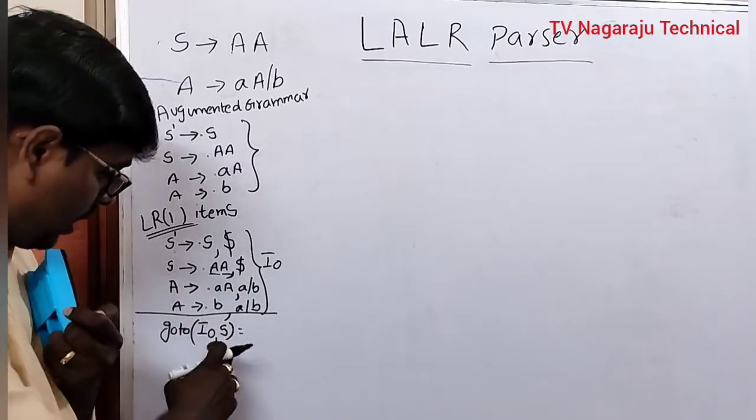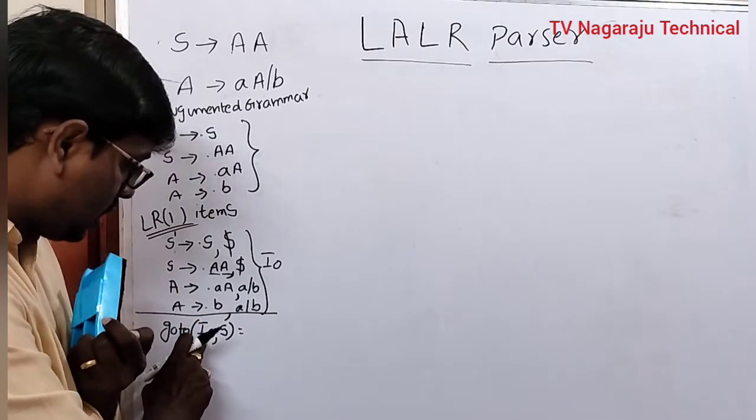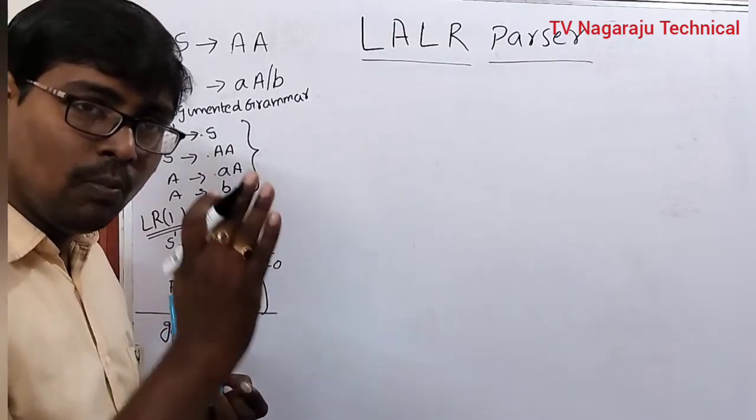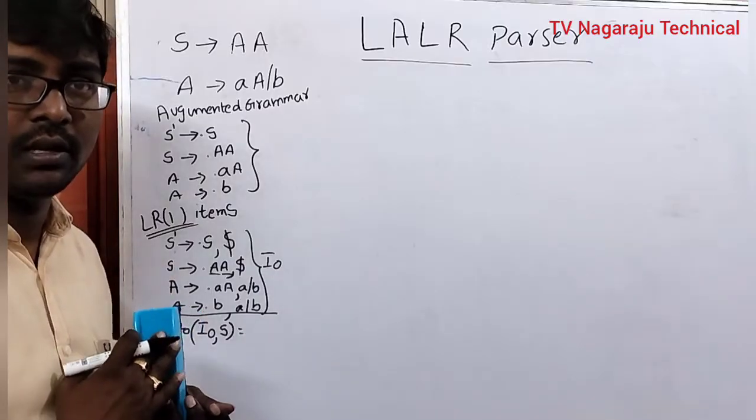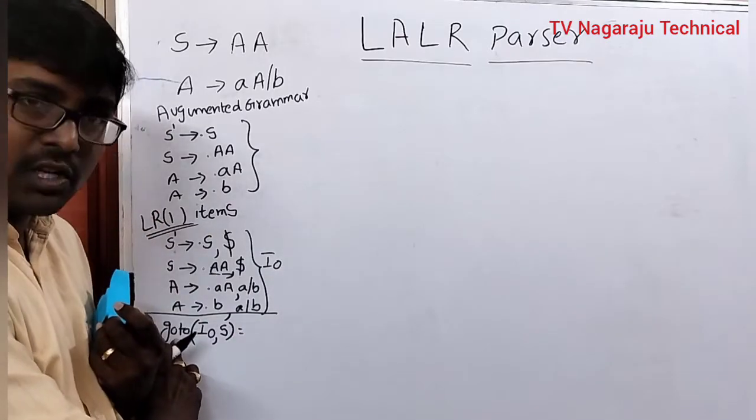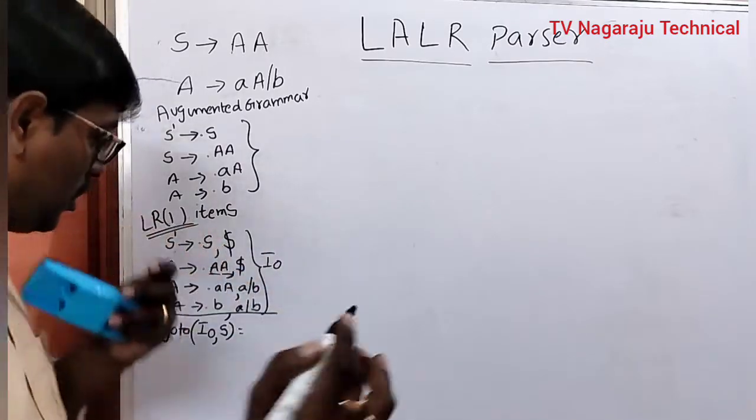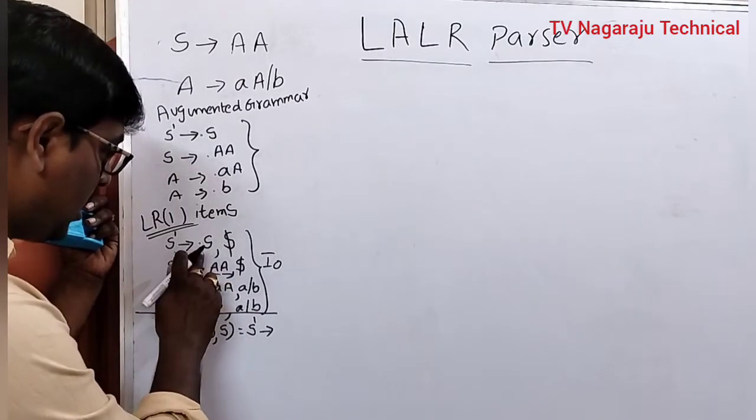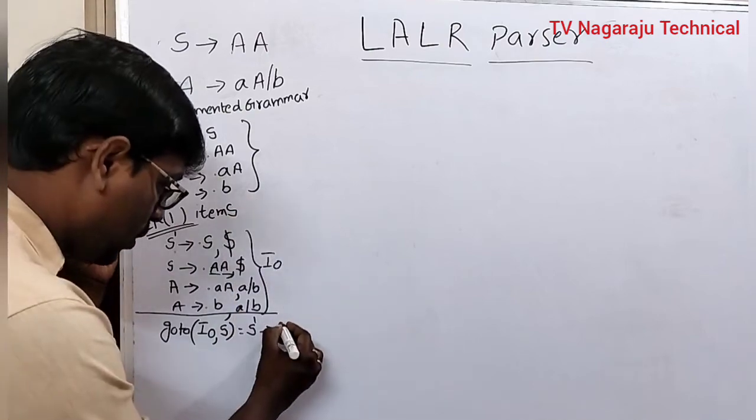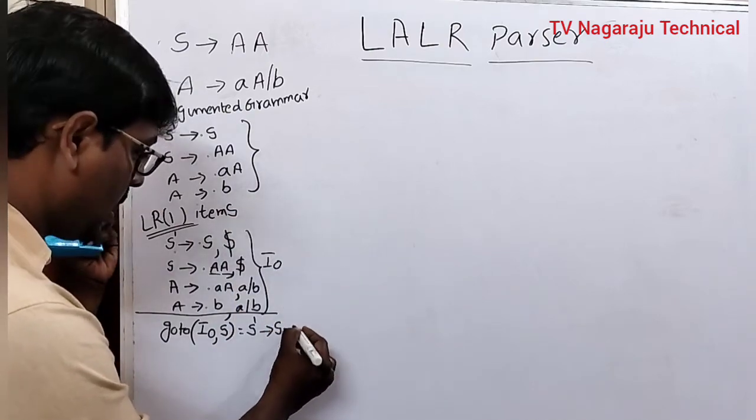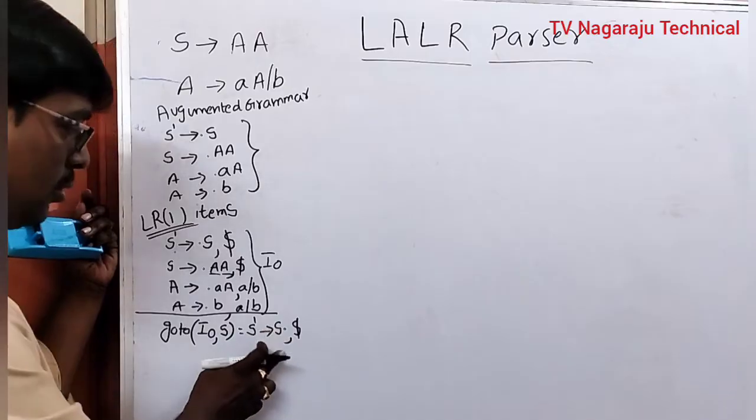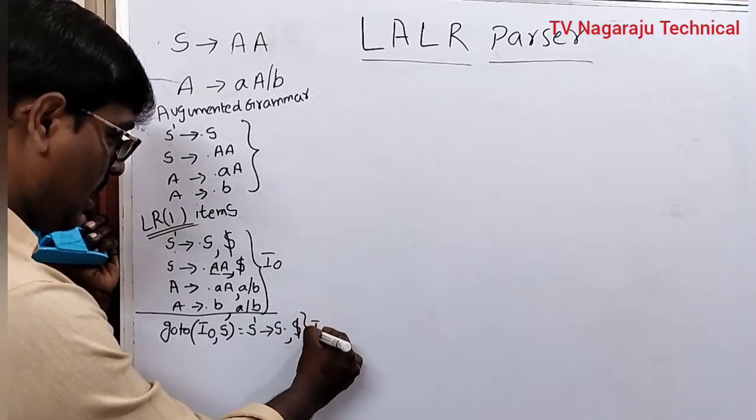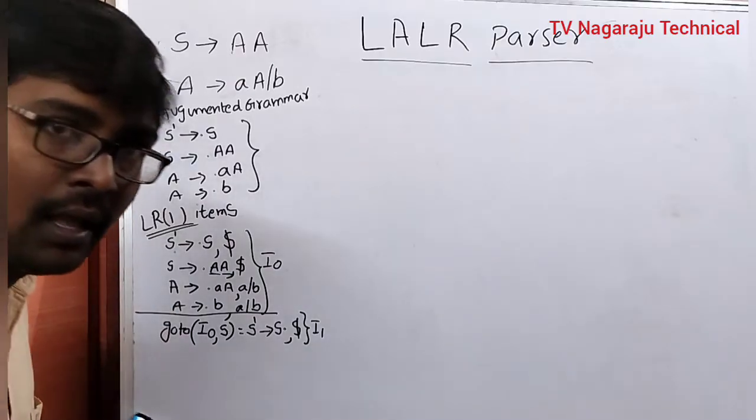Remember, whenever we are writing this one on state I naught, if the non-terminal is S, simply dot moves one position to the right. Whenever this go to operation appears, dot moves one position to the right. That is S' tends to, initially dot is here. Now it moves one position, S dot, comma, dollar. Now this is the end of the process. So assume this one is called I1.